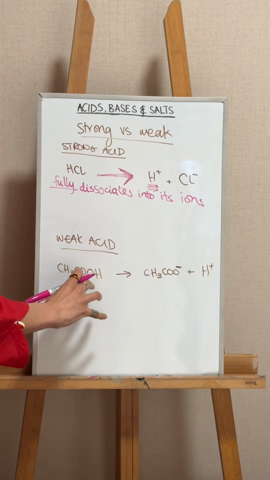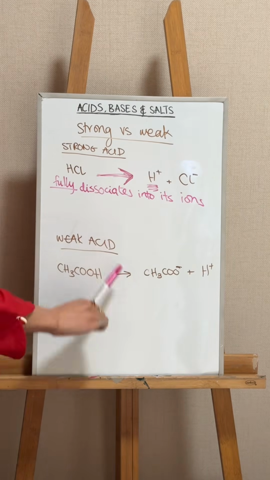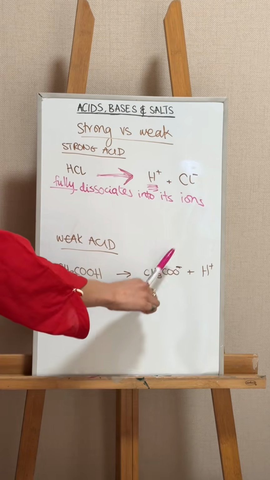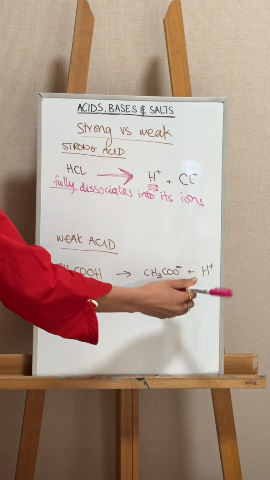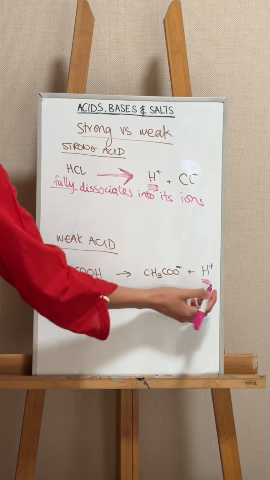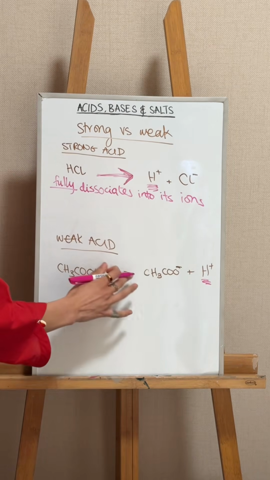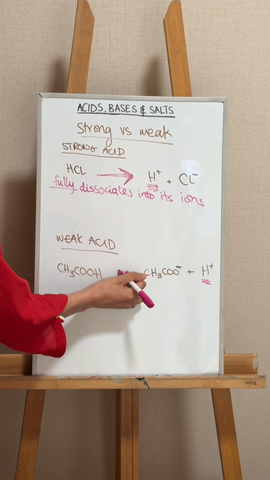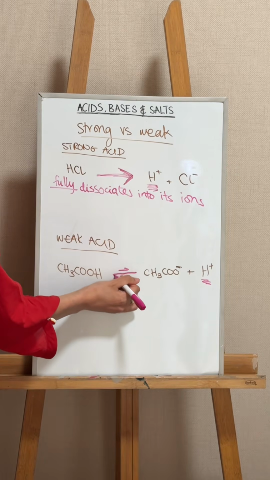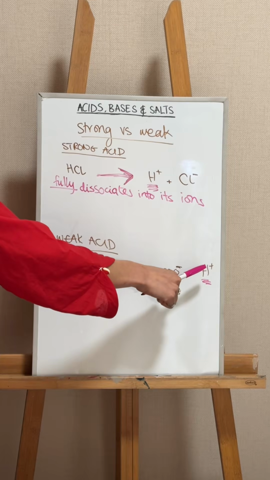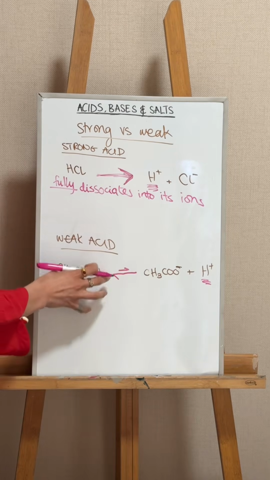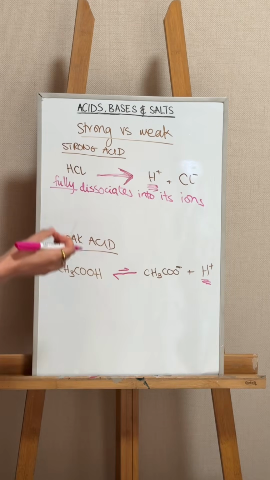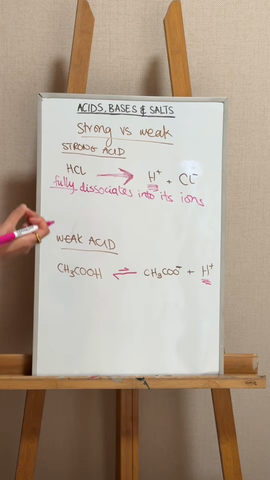Whereas for a weak acid, only some of the ethanoic acid molecules break apart into its ions. So the concentration of this is going to be quite small. Therefore, for a weak acid, I could change the arrows to something that looks like this. I'm going to have some of the hydrogen ions present, but I'm also going to have a lot of the ethanoic acid present as well. So a weak acid only partially dissociates into its ions.